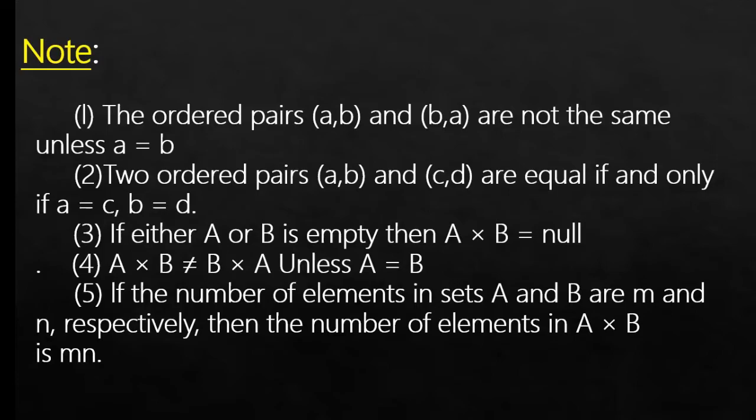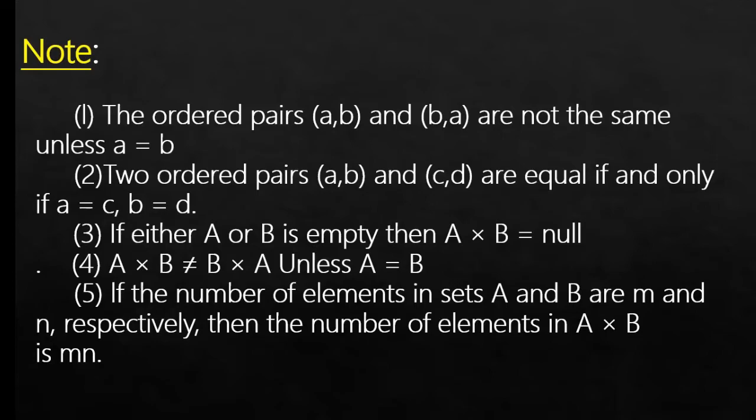Number four is A cross B is not equal to B cross A unless A is equal to B. What does it mean? It means that whenever we have two sets A and B, we have to find out the Cartesian product A cross B. So A cross B means the first components of this Cartesian product's ordered pairs must belong to the set A, and all the second components of the ordered pairs should belong to the set B.